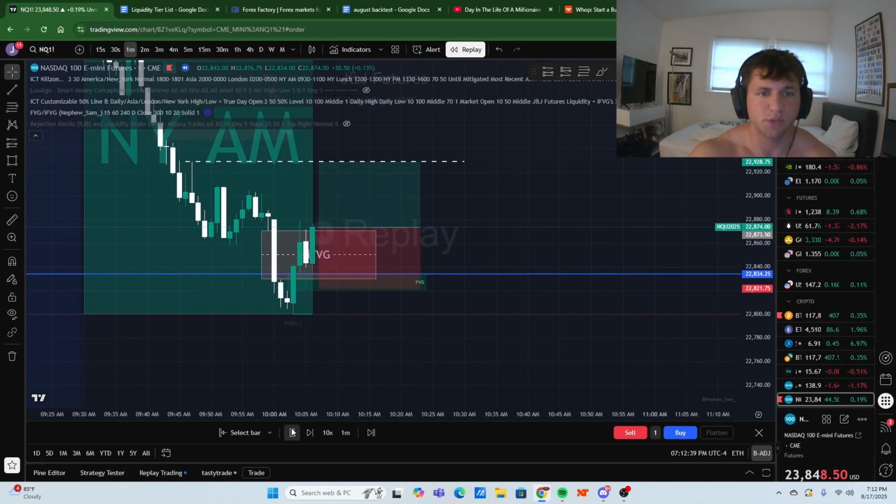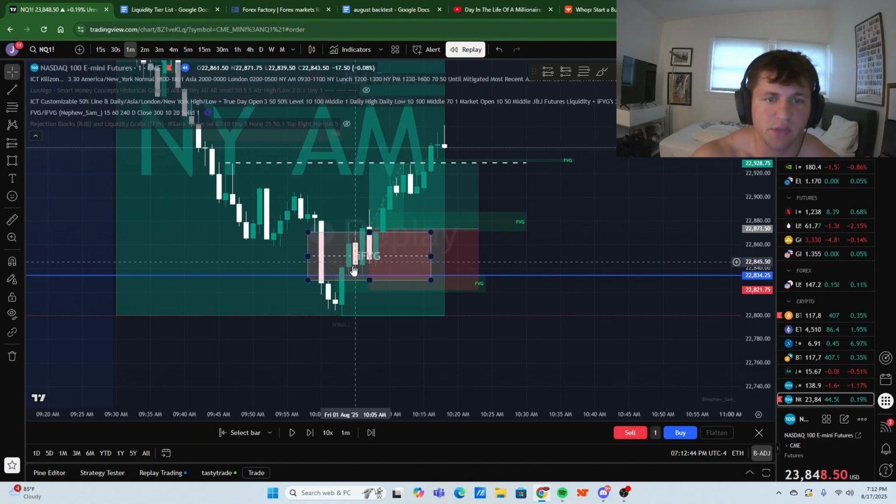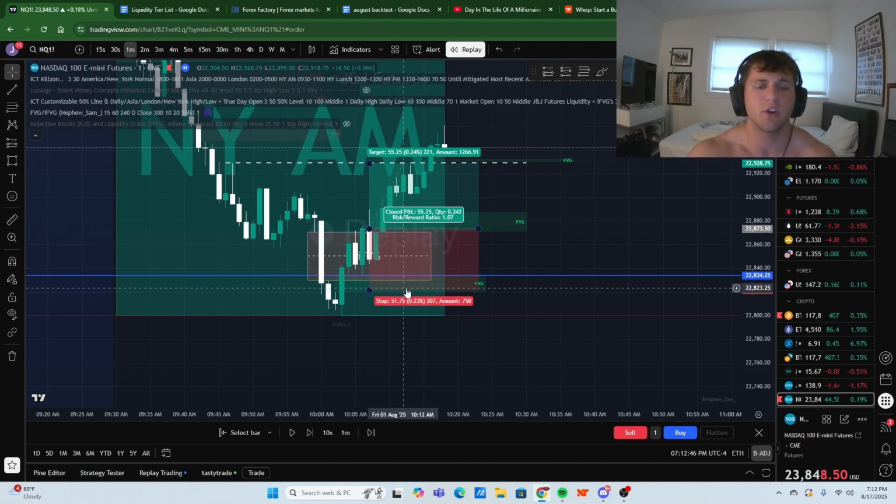And we're getting a sweep. Let's see if this works. All right, so TP is hit, as you can see. And this is why I like the close below instead of the hard stop.